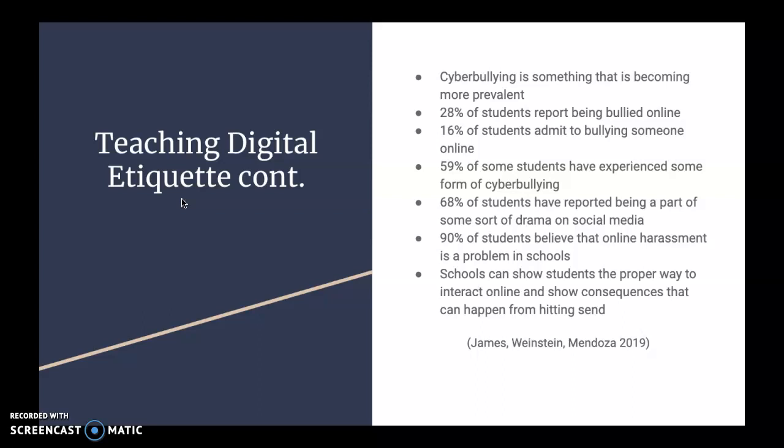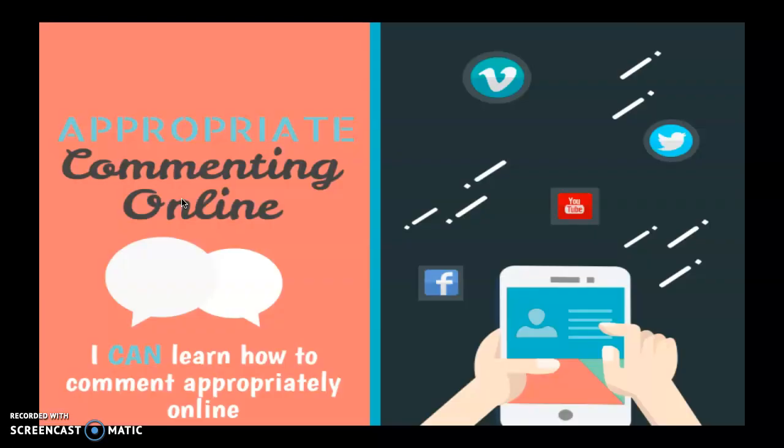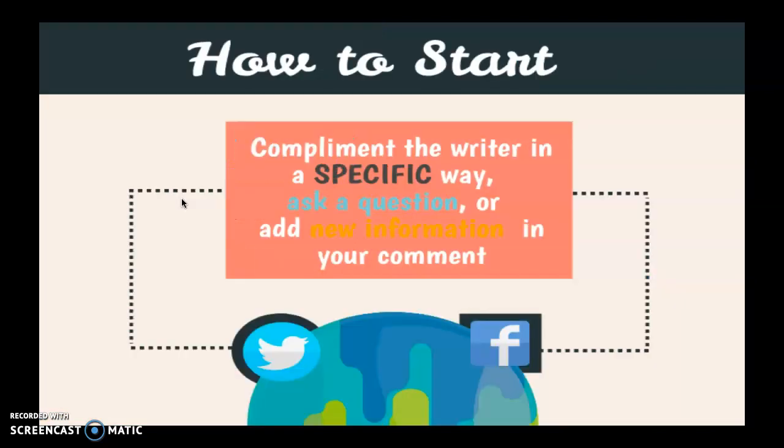90% of students believe that online harassment is a problem in schools. And schools can show students the proper way to interact online and show consequences that can happen from hitting send, and that's part of what we want to do. So right now, our next lesson is going to be appropriate commenting online. It says, I can learn how to comment appropriately online.